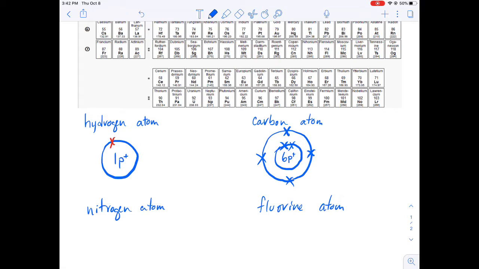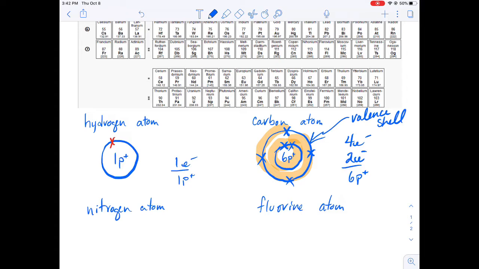If I wanted to draw the energy level diagram for hydrogen, it has 1 proton and 1 electron in its first energy level. And then for carbon, it has 6 protons, it has 2 electrons in its first energy level, so that's here, and then in the second energy level, it's got 4 more. So it's got 4 electrons. Now the outer orbital is called the valence shell or valence orbital, and the inner orbitals are just called inner orbitals. And we're not usually as worried about the inner orbitals because the valence shell is where the bonding happens.